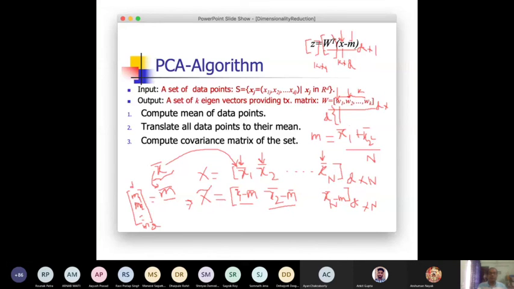So what is the covariance matrix expressed for x tilde? How do you express the covariance matrix? What is covariance of these data points, x tilde? How do you express them?